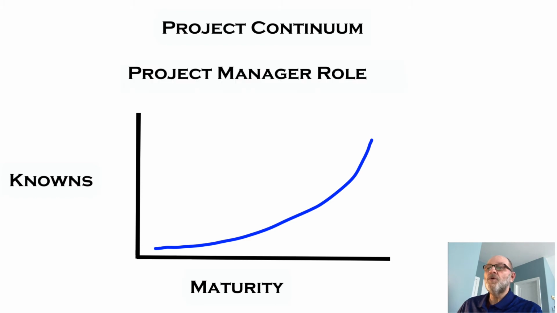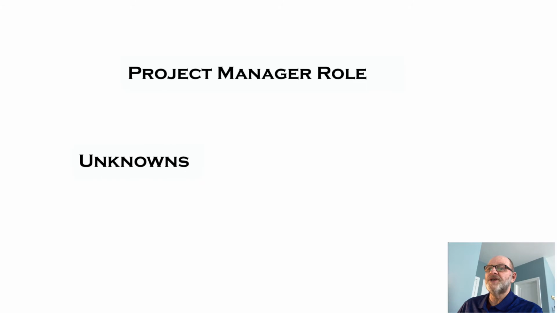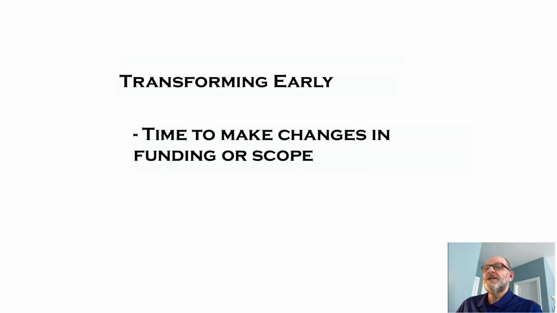So the role of the project manager is to design a project that transforms unknowns into knowns very quickly and with very little effort. We need to fully understand how much time and money we'll need to complete a project as originally envisioned. Doing this early gives us plenty of time to make changes in funding or scope so we can really complete the project. So how do we identify what is unknown?